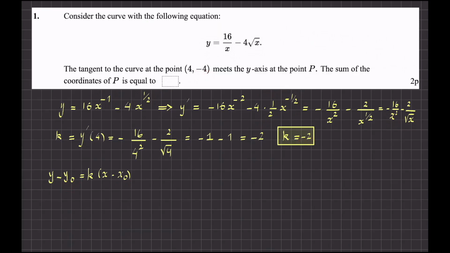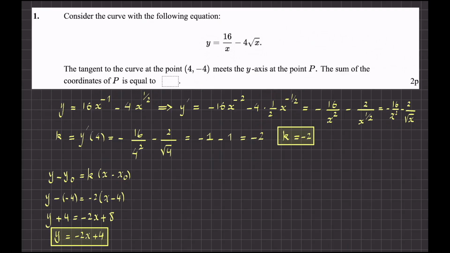So this is very straightforward. y minus (-4), k is -2, and (x minus 4). And of course, I will simplify it. y plus 4, and then I multiply the -2 in, so it becomes -2x plus 8. Then I move 4 to the other side, so it becomes y = -2x plus 4. And this is the answer for the tangent line.